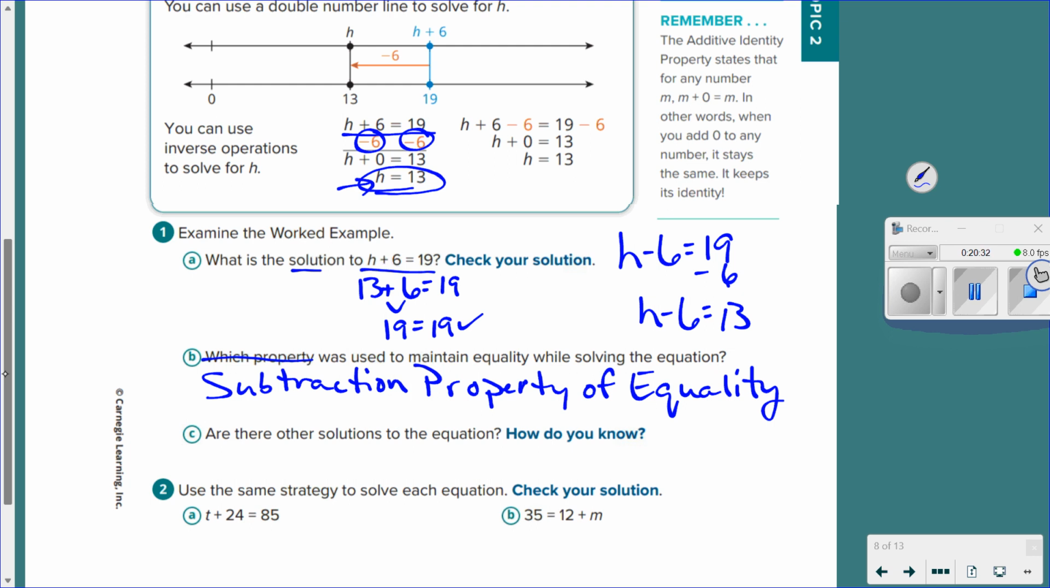In other words, can I use that rule and say, well, h minus 6 is 19 and h minus 6 is 13? Does that work? No, it doesn't work, does it? So is there any solution other than 13 that would work for this equation? No, there are no other solutions.